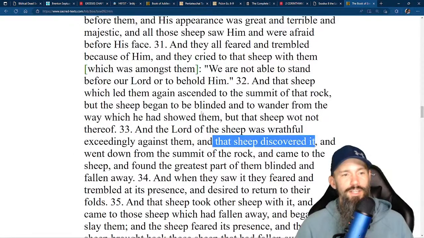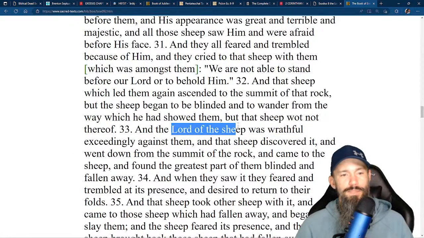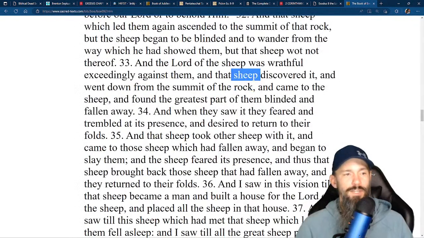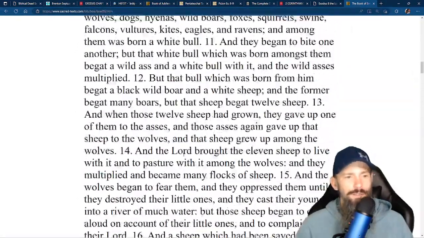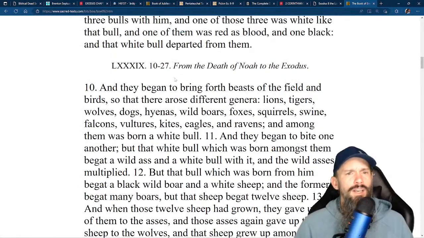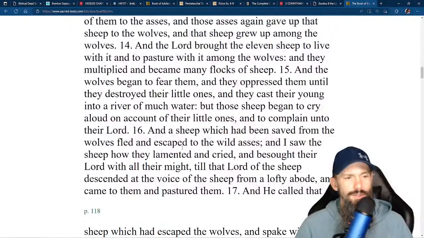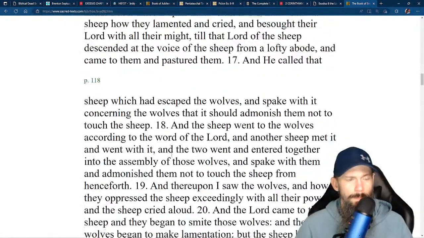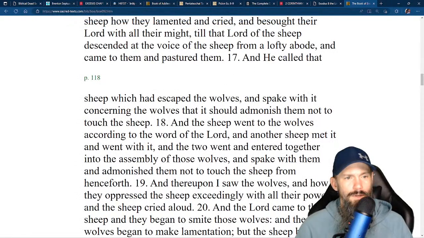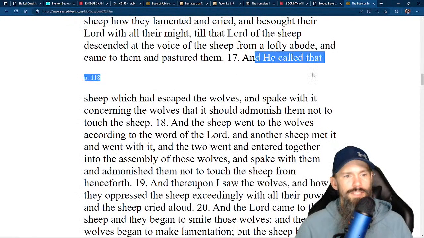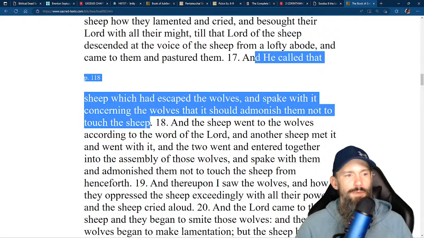So it's easy to mix it up, but the Lord of the sheep is Messiah, and the sheep that leads them, well, he takes over leading them, but that's Moses. So it's pretty cool. And from the death of Noah to the Exodus, he called the sheep that escaped those wolves and spake with it. That's Moses.